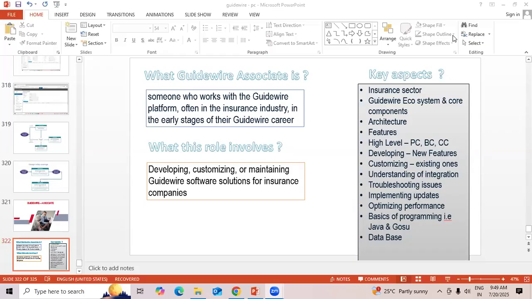So these are the key aspects when it comes to the role of a Guidewire associate that one must be good with. This is majorly for the people who are looking at the early stages of a Guidewire career. So these are the key aspects which one must be knowledgeable about. That is what you will be learning in this.